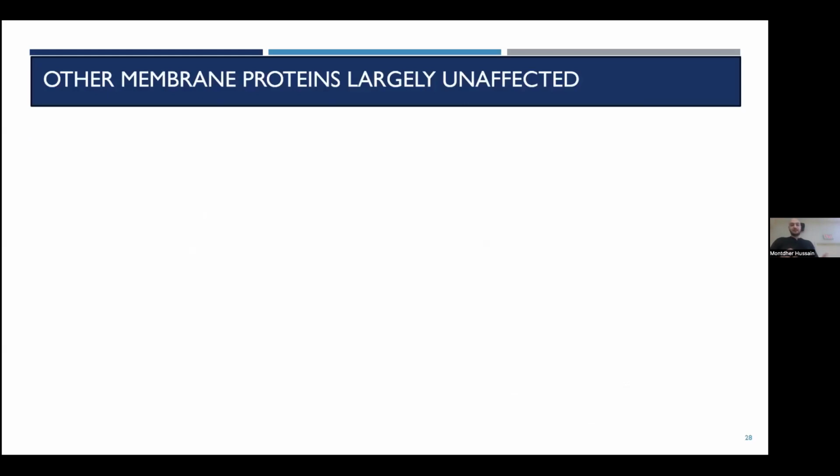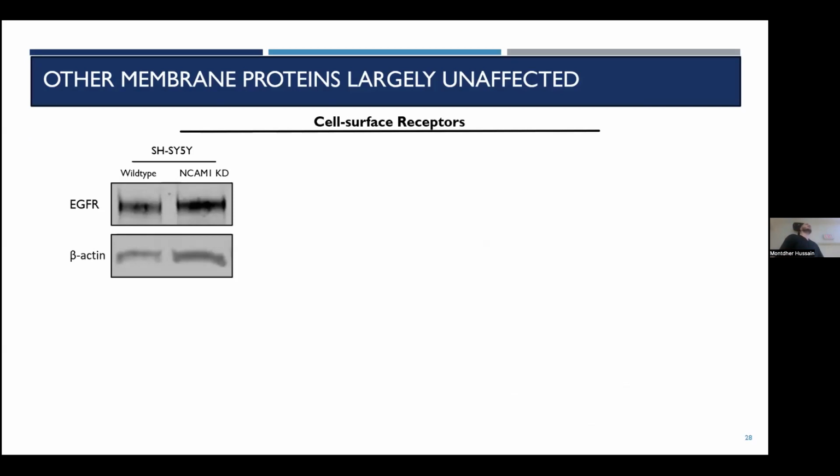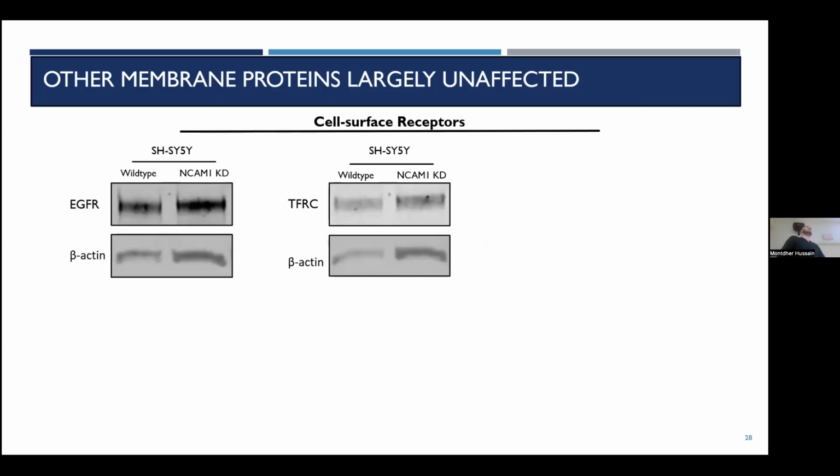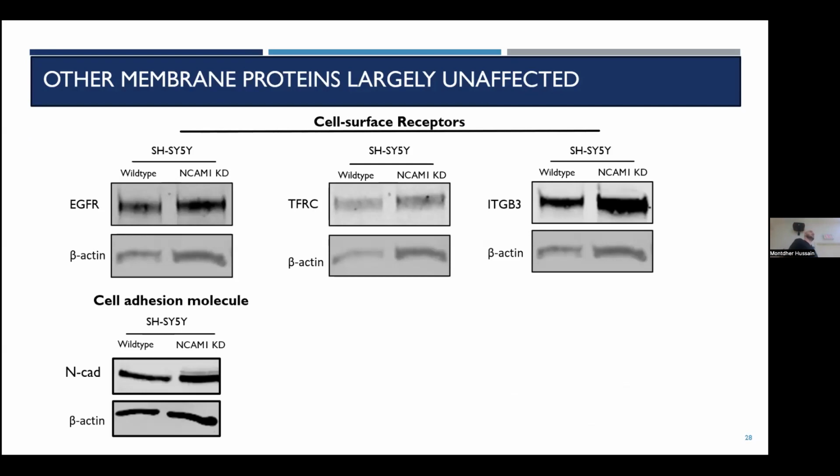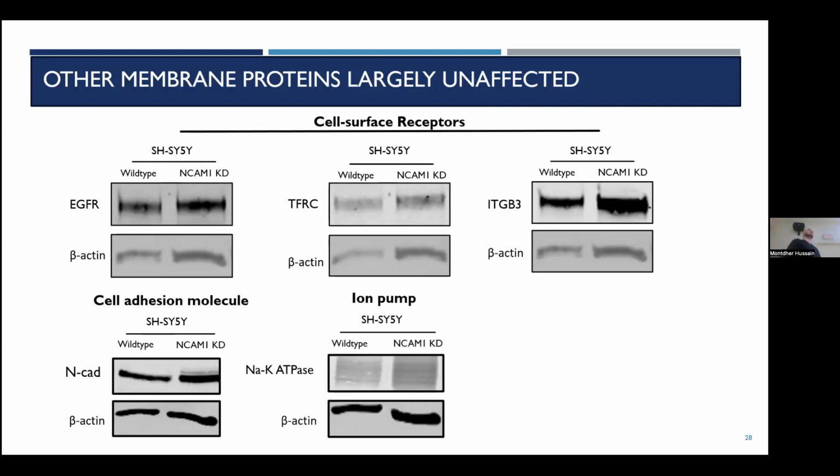So I asked the question, are other membrane proteins affected by NCAM1 knockdown? Is this a sort of global effect on membrane proteins in general? What I saw was that with some cell surface receptors like EGFR, transferrin receptor, and integrin beta-3, there were no differences. We didn't see a reduction in their total protein levels following NCAM1 knockdown. Nor did we see that in other cell adhesion molecules like N-cadherin and ion pumps, including sodium potassium ATPase.